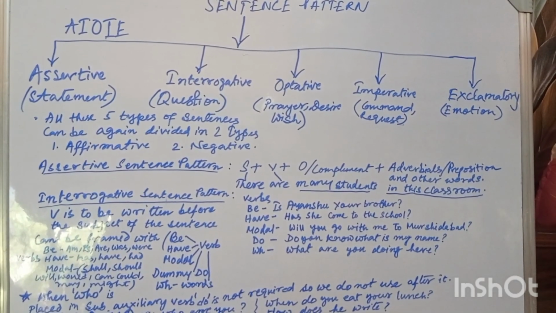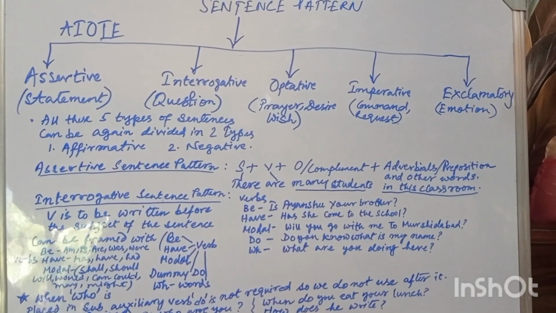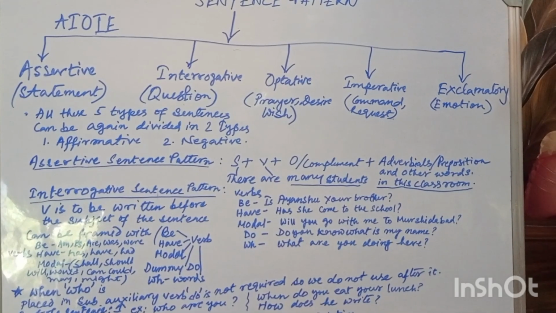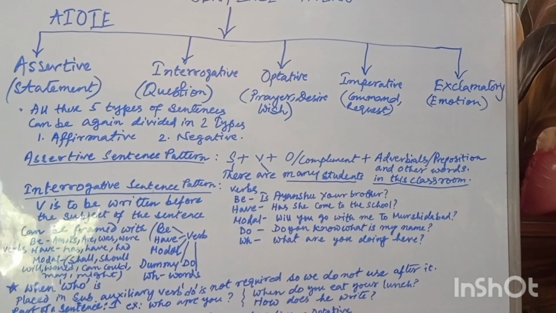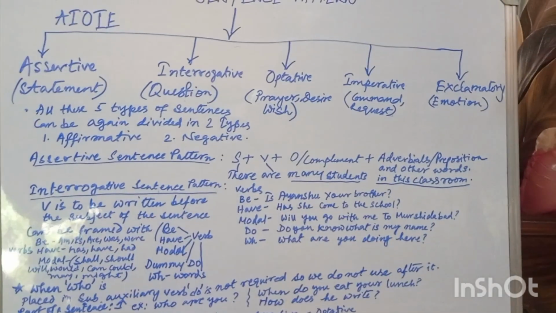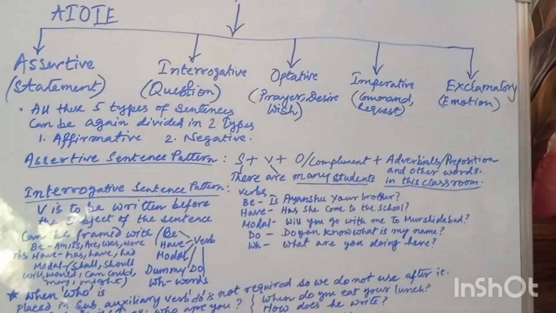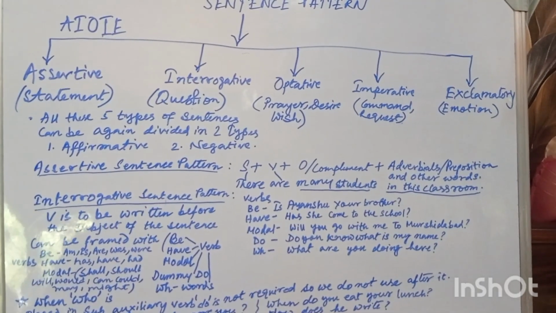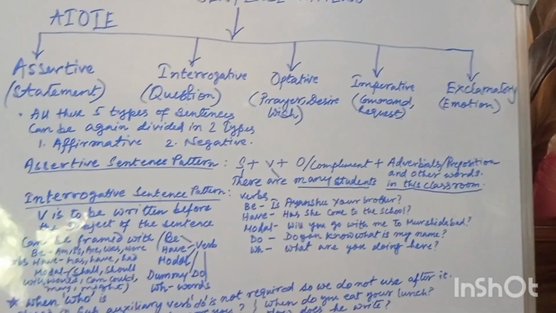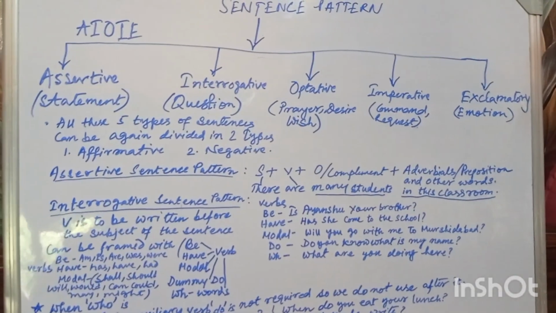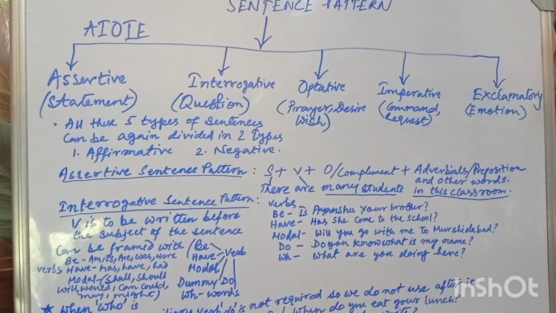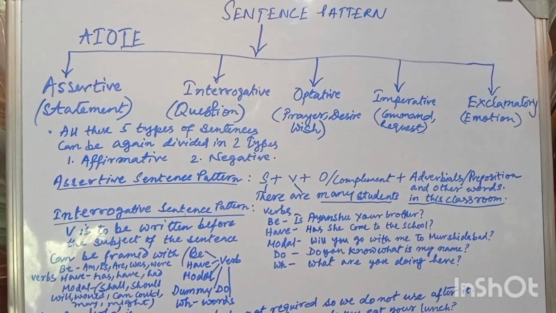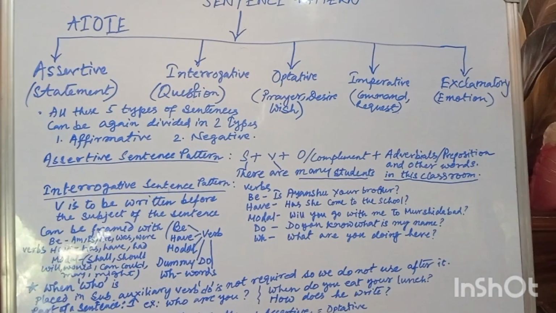See, assertive sentence states a statement. Any statement that we can frame is an assertive sentence. Next is interrogative sentence. In interrogative sentences we frame questions. In optative sentences we say prayer, desire or wish, in imperative sentences we use command or request, and for exclamatory sentences we use any sort of emotion. And the mnemonic we will remember is AIOIE.